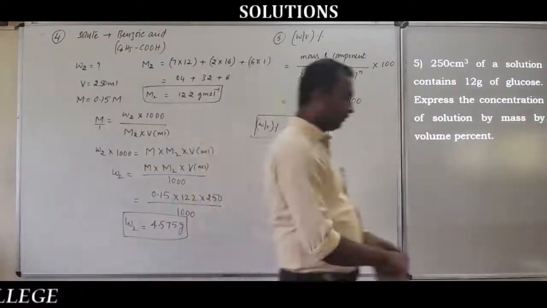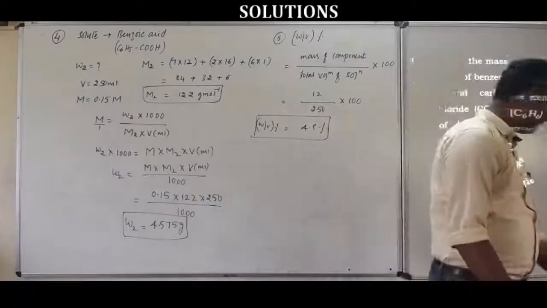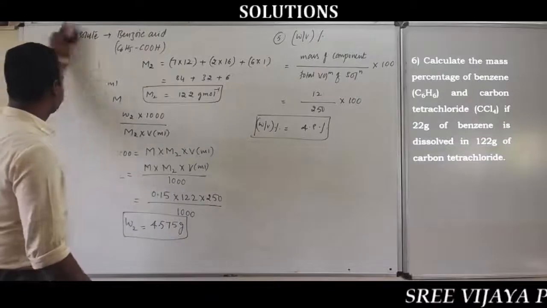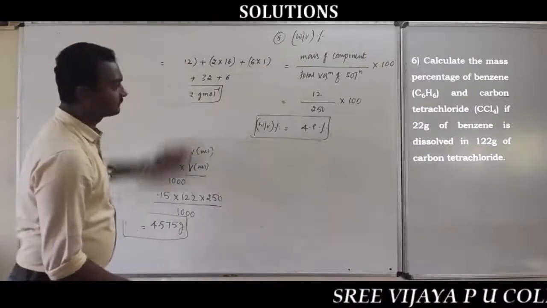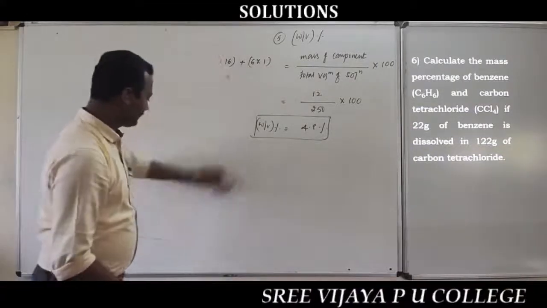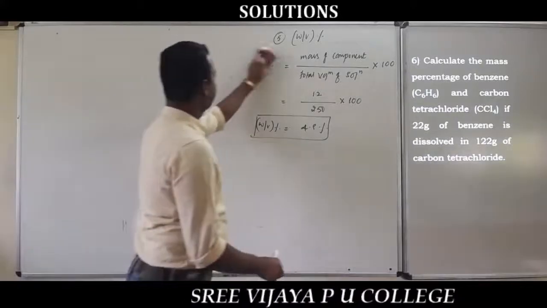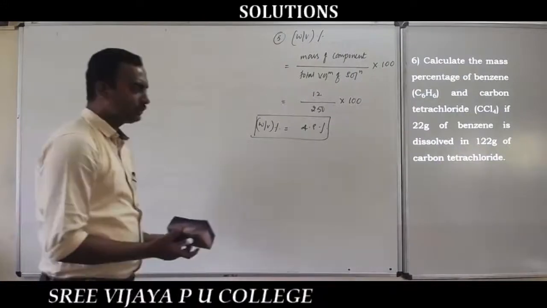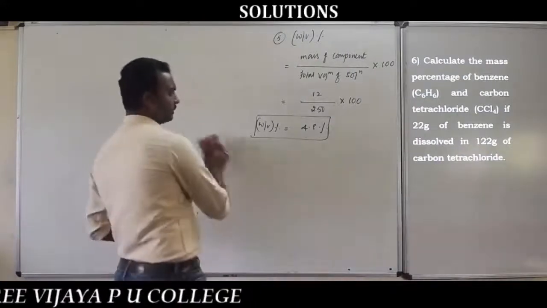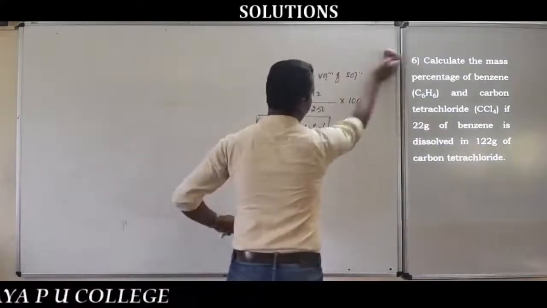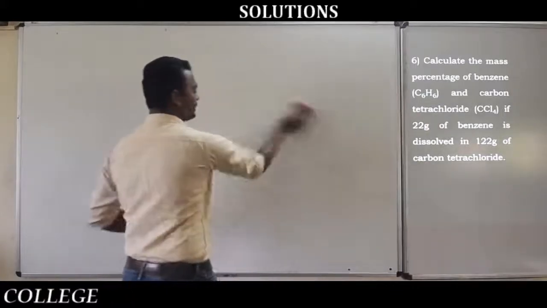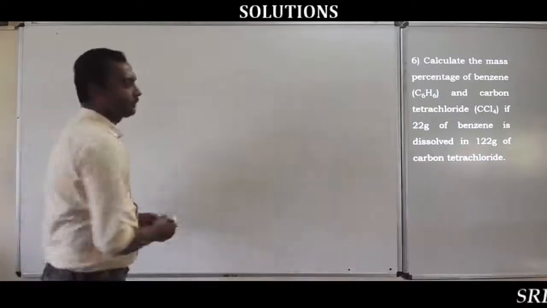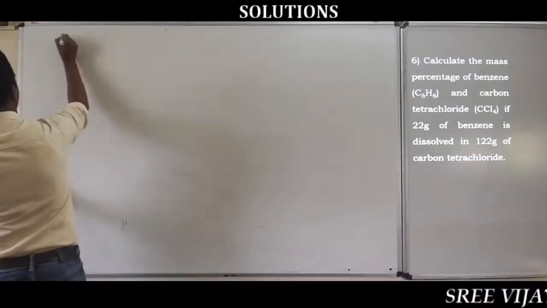Next, moving on to the 6th question. Calculate the mass percentage of benzene and carbon tetrachloride if 22 gram of benzene is dissolved in 122 gram of carbon tetrachloride. So in the given problem, what are the components of the solution? First we have to find out that. So here there are two components. In question number 6, there are two components.